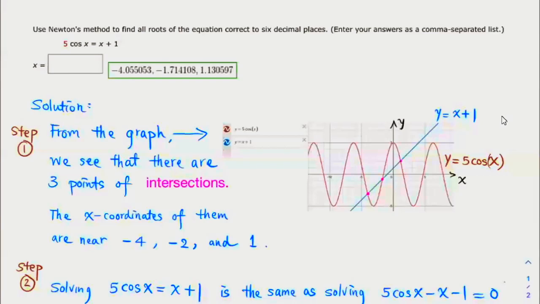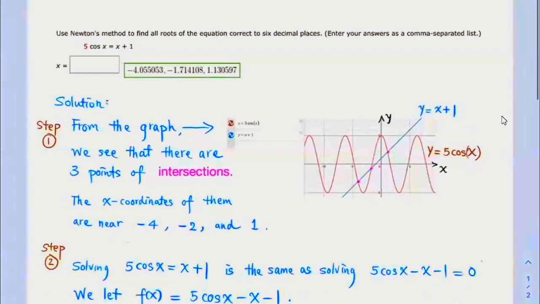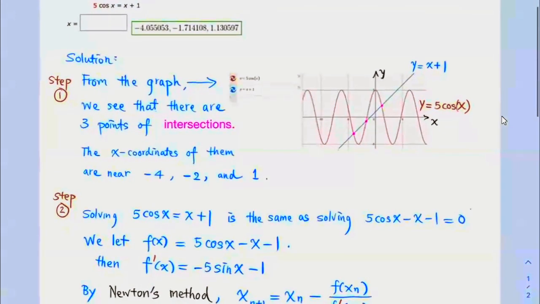This is a problem that uses Newton's method. We are trying to use Newton's method to find all roots of this equation correct to 6 decimal places. The equation here is π cosine x equals x plus 1. There are 2 steps to solve this problem.